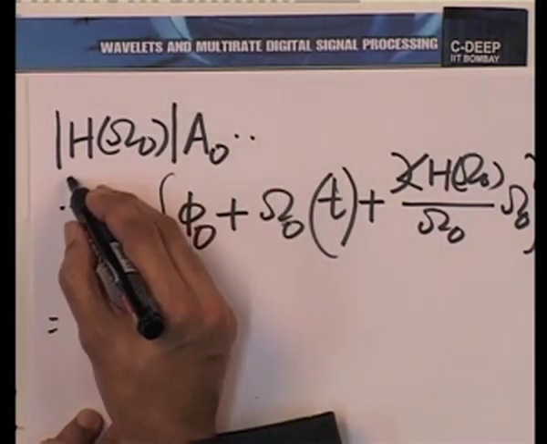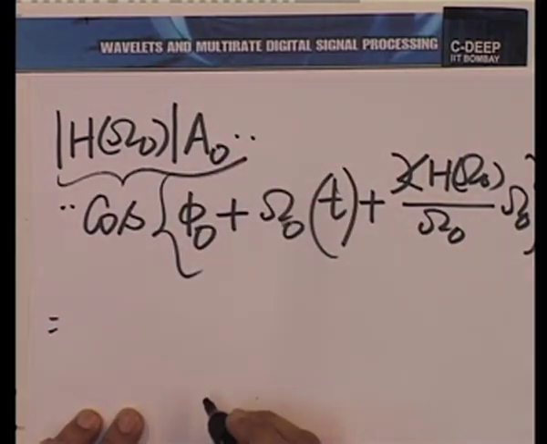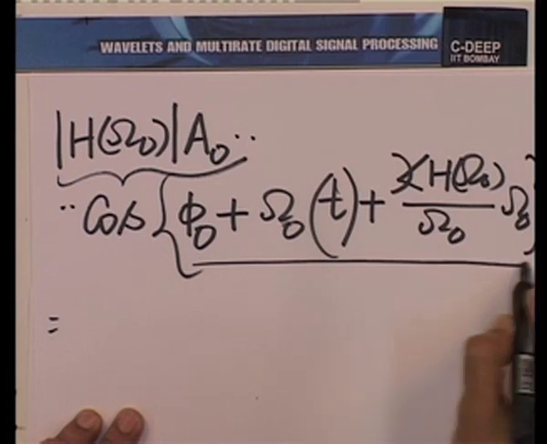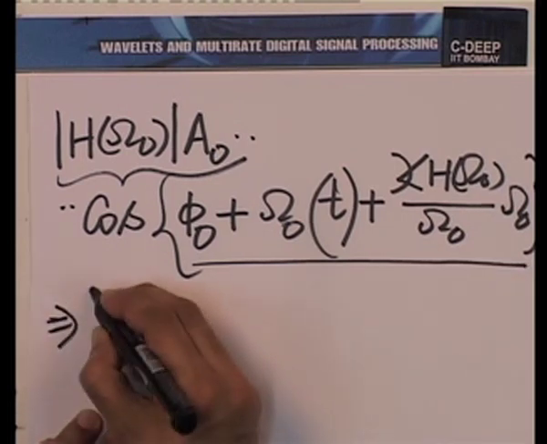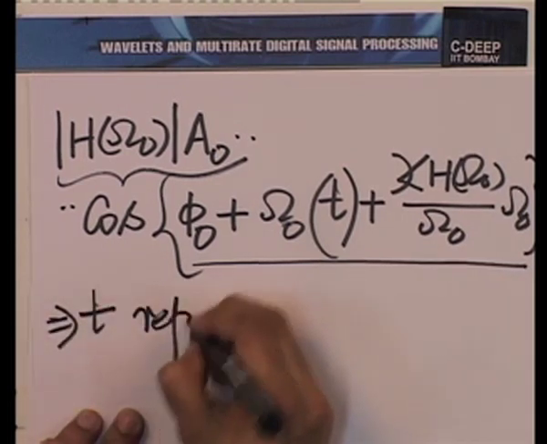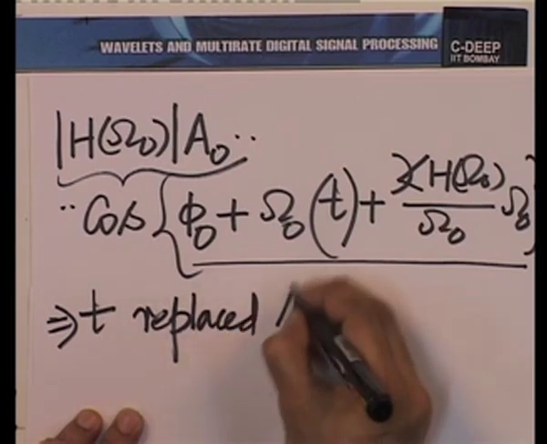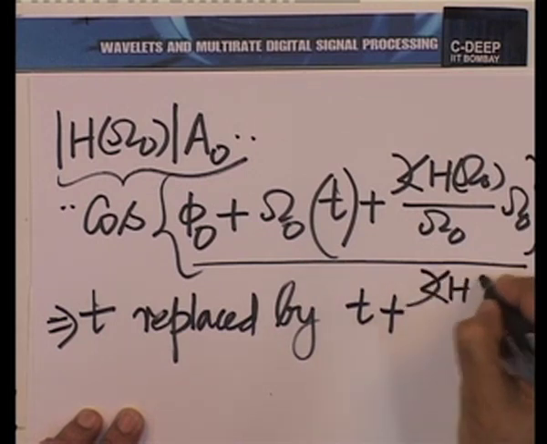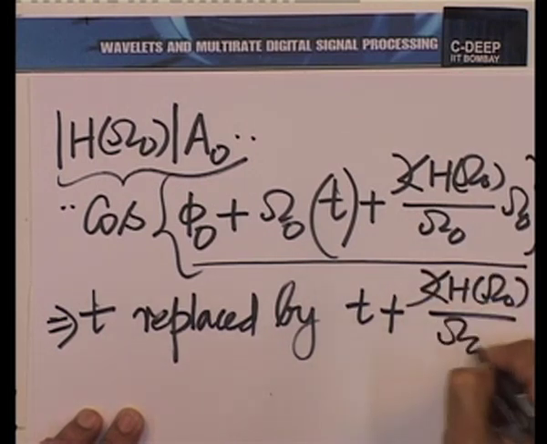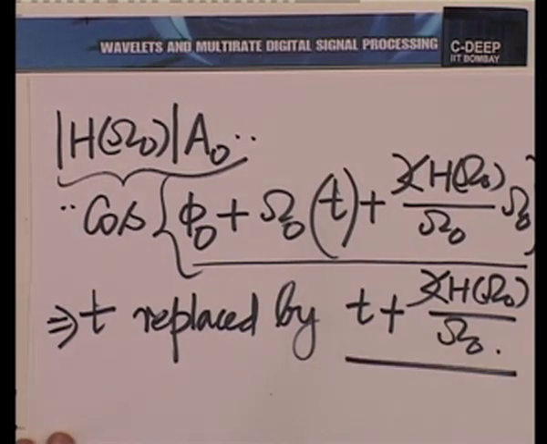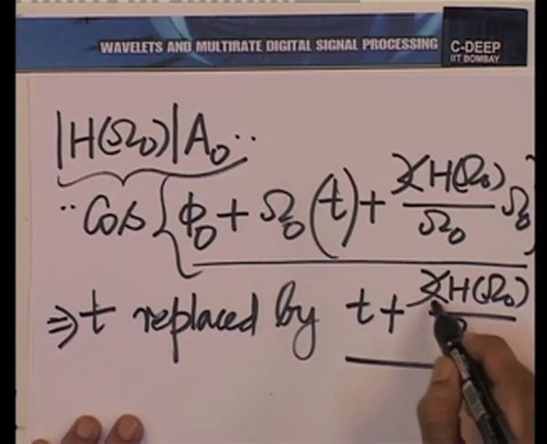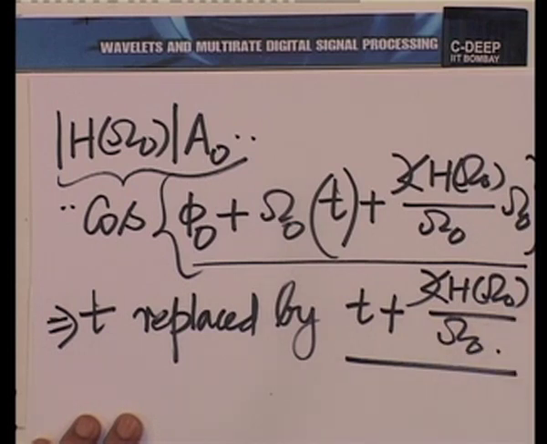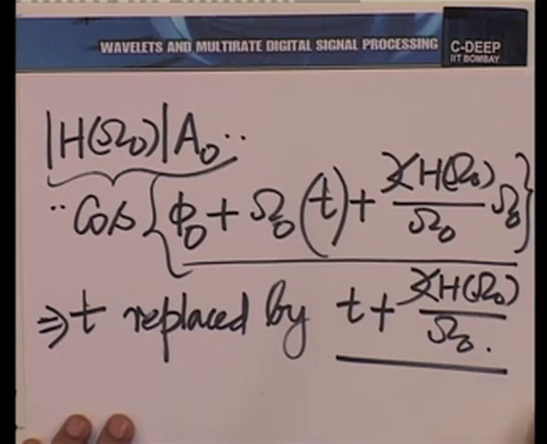So, forgetting about this part, see this part is essentially a change of magnitude, it is only this part which I wish to focus on. T has been replaced by t plus angle h omega naught by omega naught. So, essentially this quantity angle h omega naught divided by omega naught is like a time shift, is that right? It is an important observation we make.